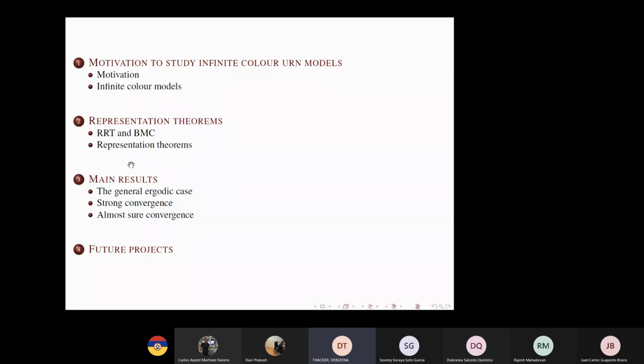Then we are going to see some main results, which are actually applications of this coupling, and discuss some future projects. So let's first try to motivate our model. Why should we study it at all, and is this of any use or not?